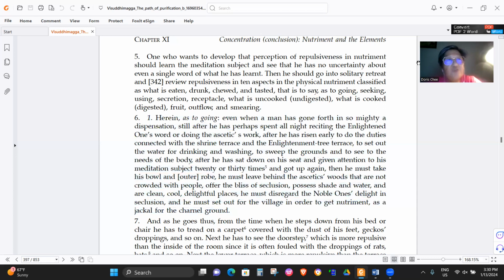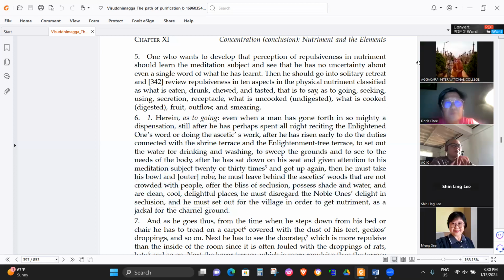He's getting ready to go out for alms round. So before he does that, he has got to prepare himself, like doing the duties that he's supposed to do, like cleaning up the place, and then getting ready the drinking water and the washing, and then sweep the place clean, and then make sure that he is clean physically, and then he will sit down and he will do his meditation for 20 or 30 times. Then he gets up.